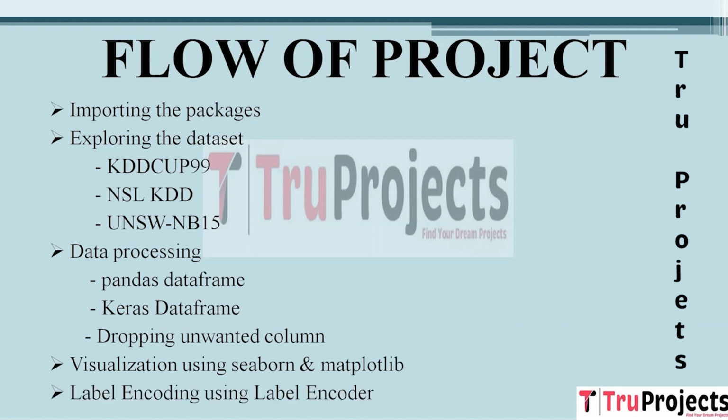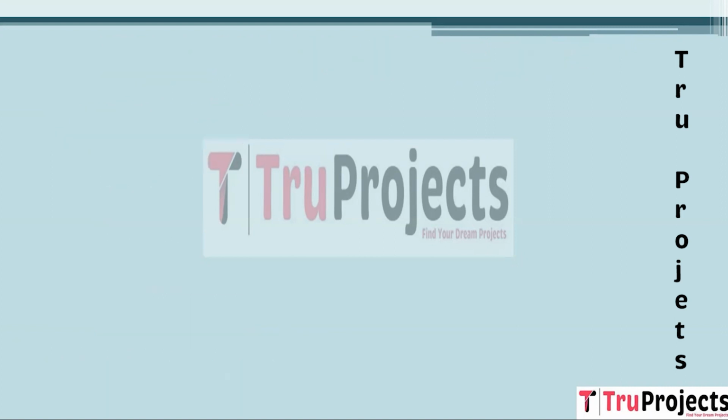Label encoding using label encoder. In this step, categorical data is converted into numerical format using label encoding. This is necessary because many machine learning algorithms require numerical input, not categorical. The label encoder assigns a unique numerical label to each category, allowing the machine learning model to process the data effectively during training and evaluation.